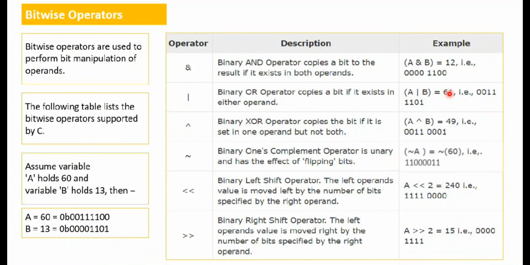Next is binary XOR operator. So it copies the bit if it is set in one operand but not both. So basically XOR operator is if the operands are not same, then answer is true or answer is 1.